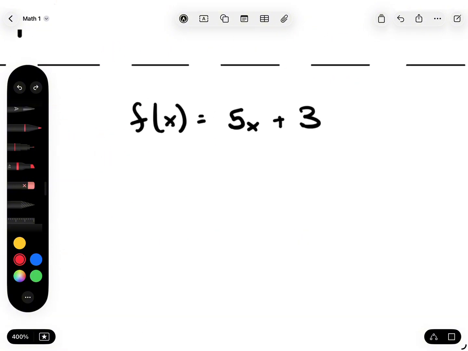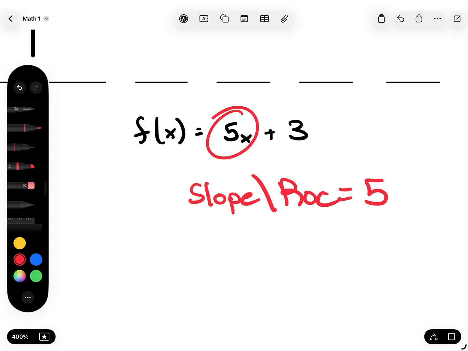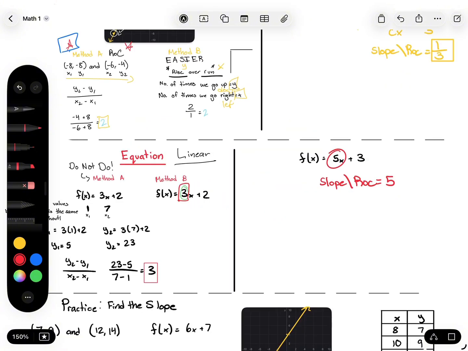Now let's go ahead onto this practice problem. f of x equals 5x plus 3. You're done. Your slope, or rate of change, is 5. Hopefully that was very simple.